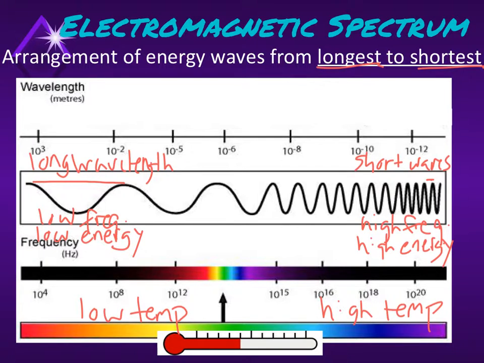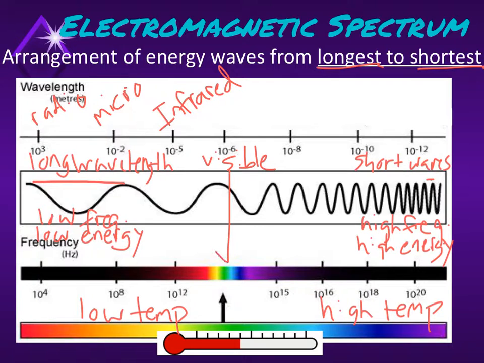Okay, now we just have to add in what the types of energy are. There's 7 different types of energy. Starting with the long wavelengths over here, we have radio waves. And then we also have microwaves. Okay, after that we have infrared. And right here in the middle is the visible spectrum. And that we can see here, the colors of the rainbow, those are the colors that we can see.